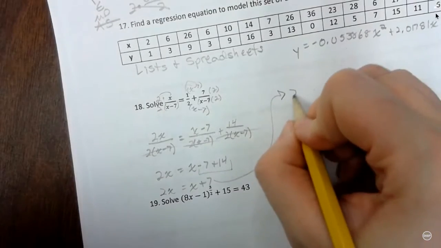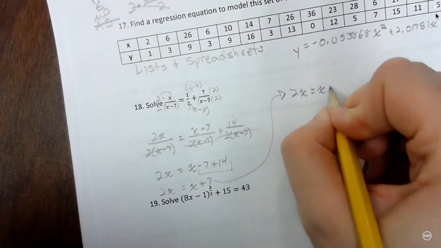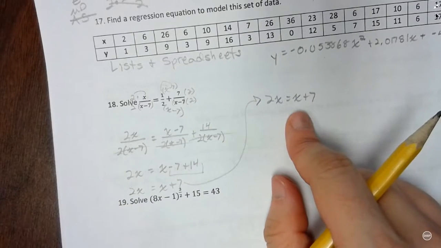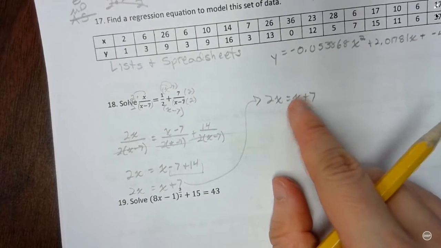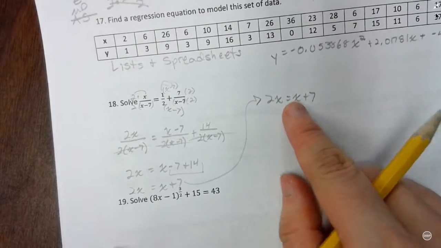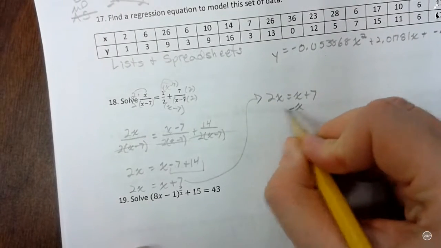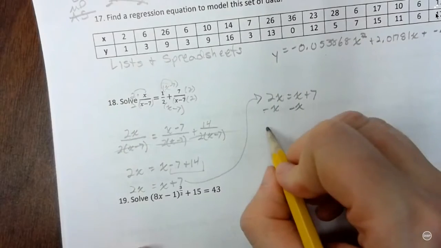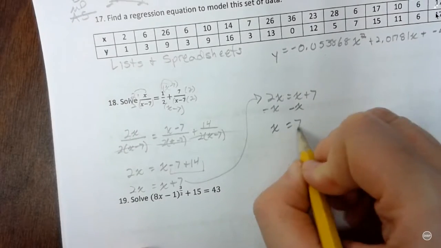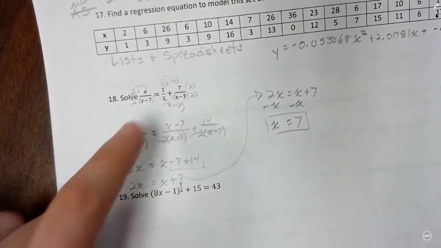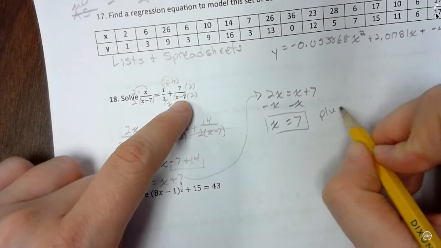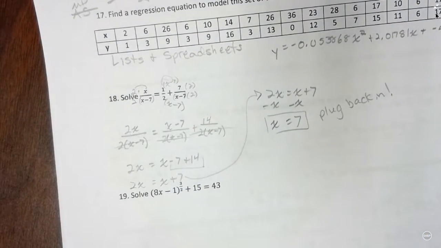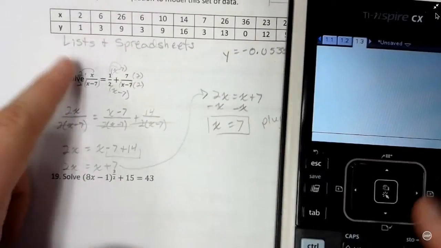Okay, then let me rewrite what I got. Now I've got x's on both sides, so I need to cancel the x from one side. I'm going to go ahead and cancel this one here. So to cancel an x, I can subtract it. So 2x minus one of the x's is just x equals 7, so x equals 7. Now you do want to plug back in. Plug it back in. Watch what happens.